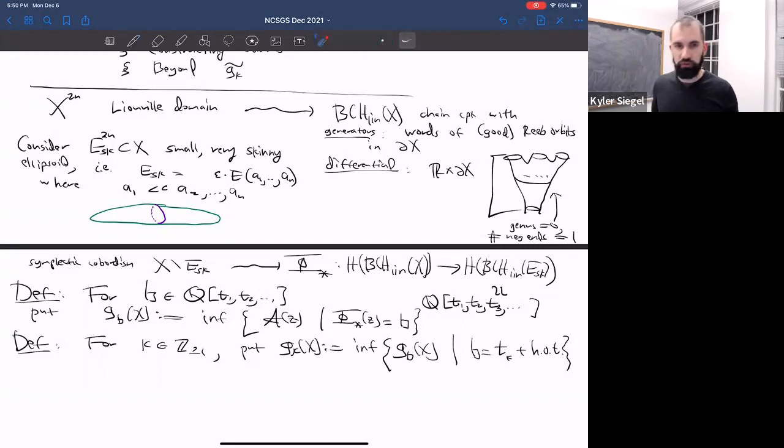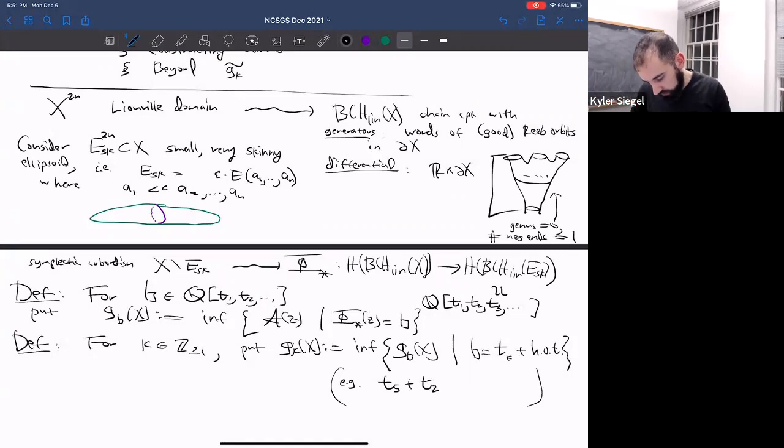By the way, there's a grading. We could grade everything by Conley-Zender index or some function of Conley-Zender index. I'm not going to say too much about the grading, but for example, with my indexing convention, the variable T_k has grading -2k. Anyway, the grading goes off in one direction. And by higher order terms, I mean higher order in the sense of the degree of a monomial. So like T5 plus T2 squared plus T1 T3 squared, I would call that T5 plus higher order terms.